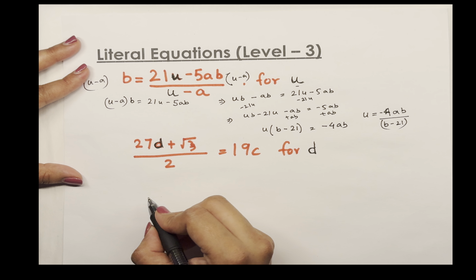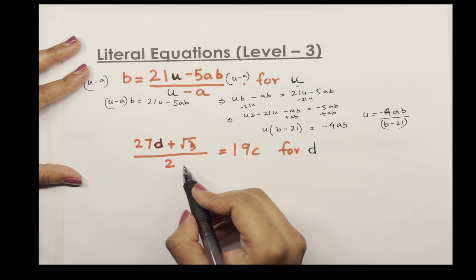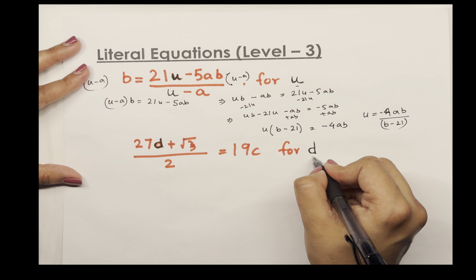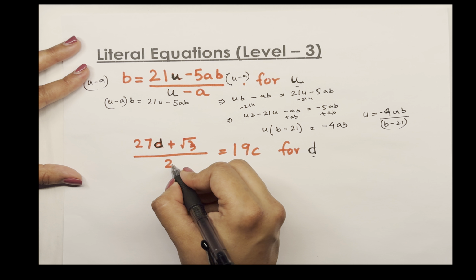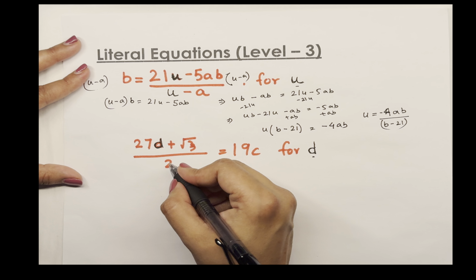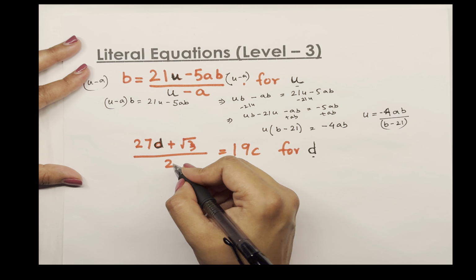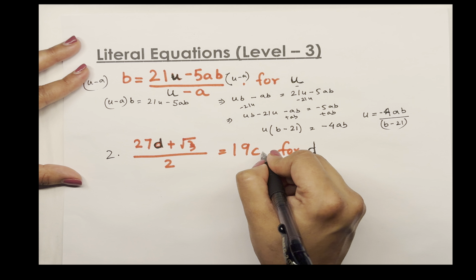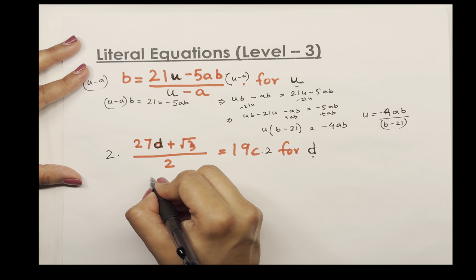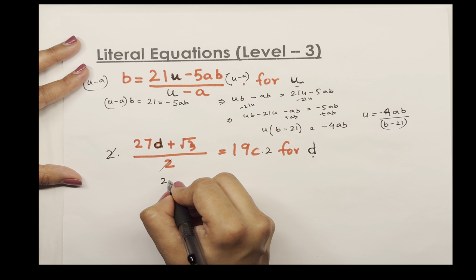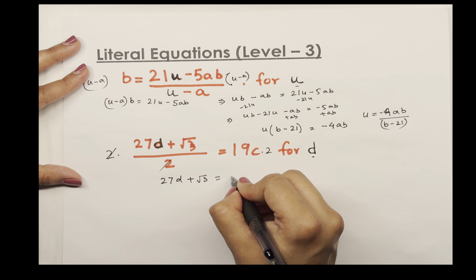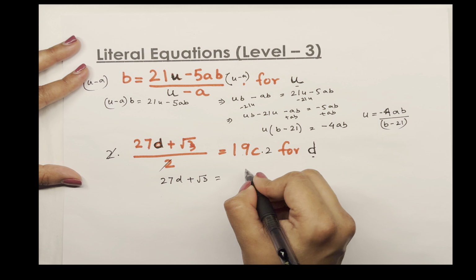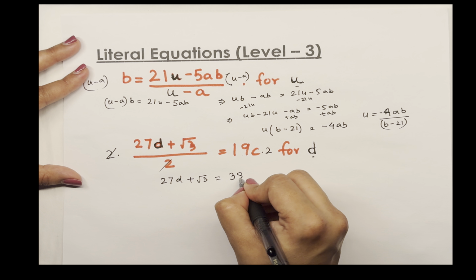Let's go to the next problem. So here we're solving for d. Step 1, just like the other problem, get rid of the denominator by multiplying both sides by 2. 27d plus root 3 is equal to 19 times 2, which is 38c.